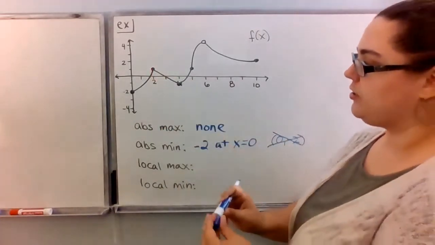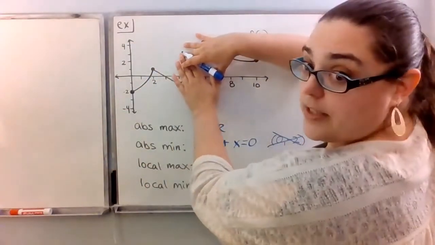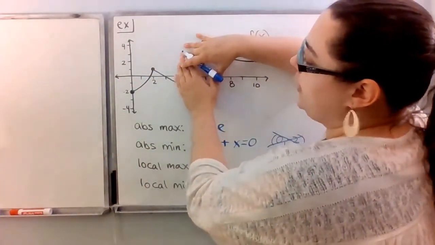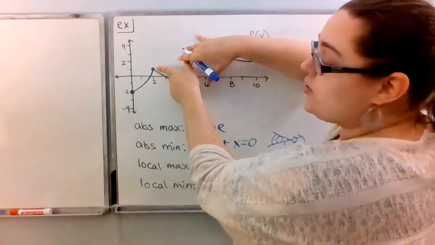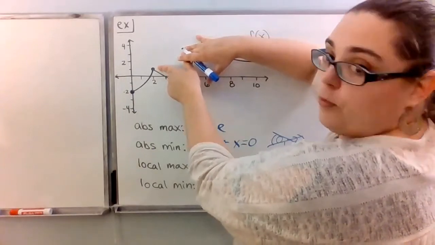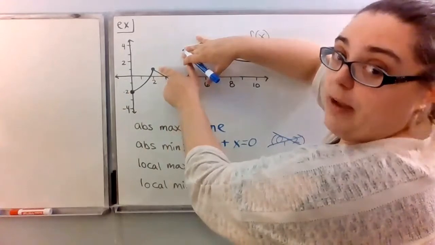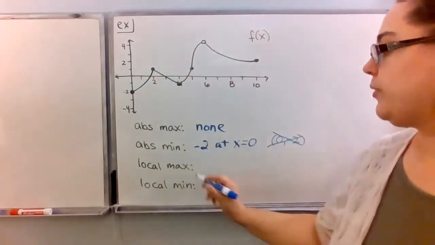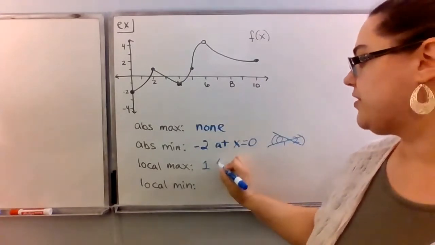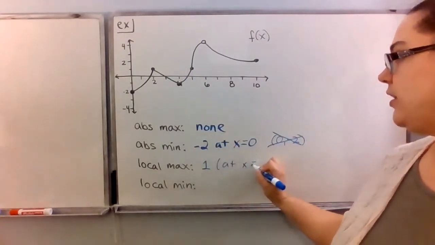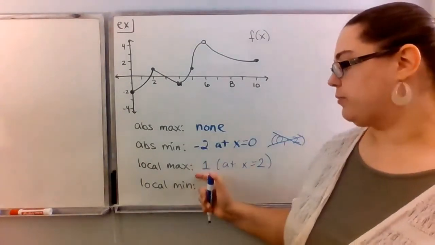So if I just ignore what's going on with most of this function, and I just look at this little piece that's remaining, it looks like it has a peak here when x is 2 and the y value is 1. So that means we have a local maximum of 1. If I lived in this neighborhood, in this region, then this would appear to be a maximum value. So we have a local maximum of 1. And again, you could be more specific and say at x equals 2 if you wanted to, but just identifying the maximum, we would just say it's 1.